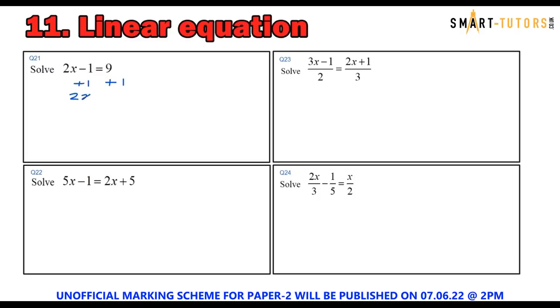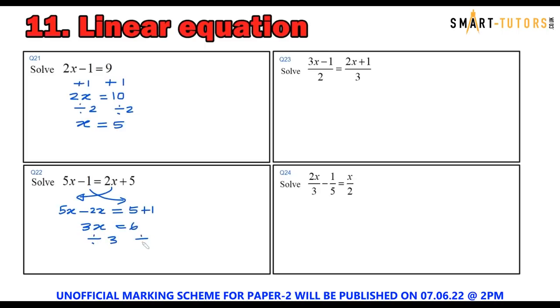So this becomes 2x equals 9 plus 1, which is 10. You can divide by 2 on both sides, so x equals 5. Question number 22, you need to rearrange: 2x coming this side and minus 1 going that side. So 5x minus 2x, then 5 plus 1. So this becomes 3x equals 6. Then divide by 3, divide by 3. So x equals 2.